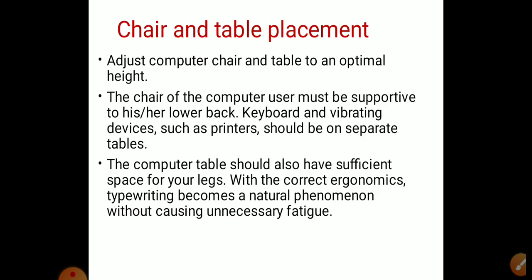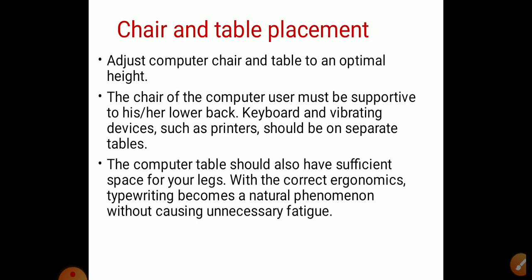Adjust the computer chair and table to an optimal height. How should the chair and table be placed? The chair should be adjusted, and the table should also be at a proper height. As I told you earlier, the desk where you place the computer should be 680 to 700 millimeters from the floor. The chair must be supportive to the user's lower back. You should sit in a comfortable chair which supports your lower back.